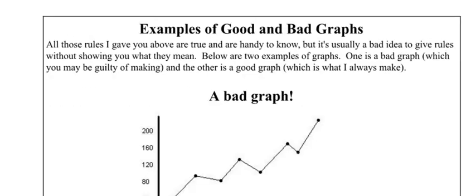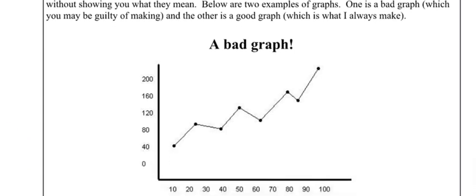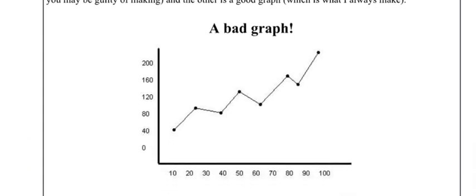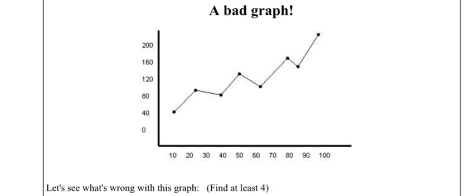All right, so I gave you an example of good and bad. So let's scroll down and see why this is a bad graph. Okay, so here it is. All right, and come up with 4 things that are wrong with this graph. Okay, so go ahead and pause this, come up with your 4, and then come back.